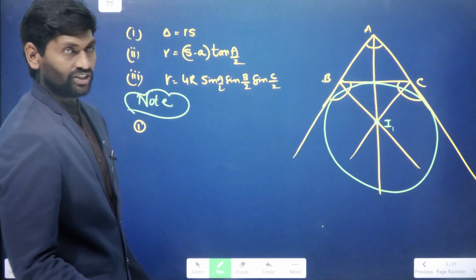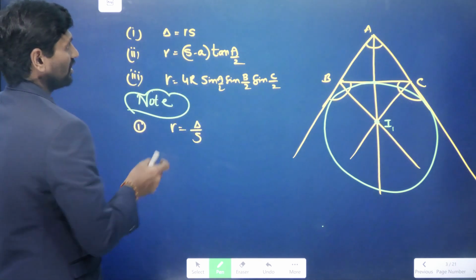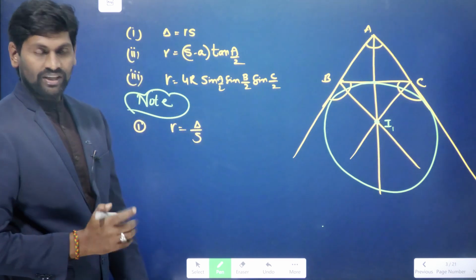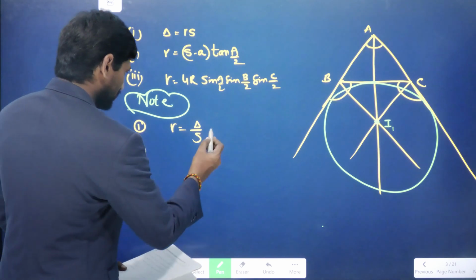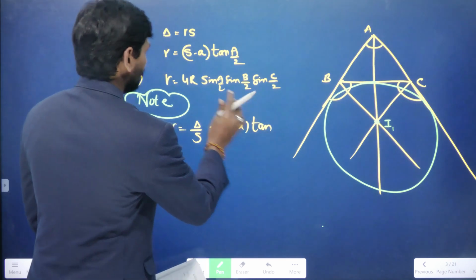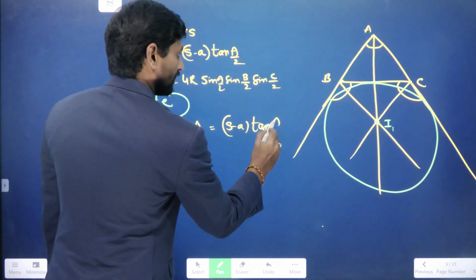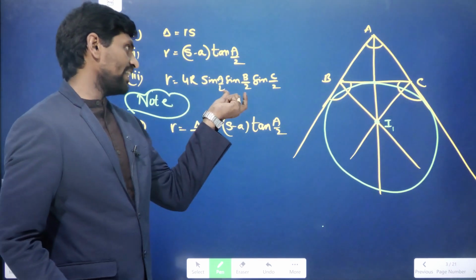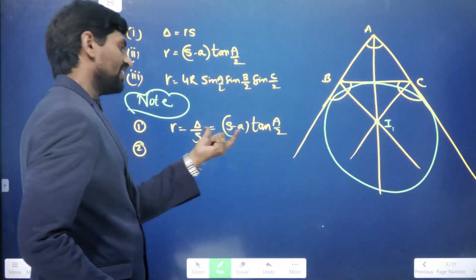Now the first formula is r equals delta by s. Delta by s comes from this formula only. If I transpose this side, it is going to divide. So r equals delta by s, and the second one is r equals (s minus a) into tan A by 2, or 4R into sin B by 2 sin C by 2. That means three formulas are taken from the same condition for r.